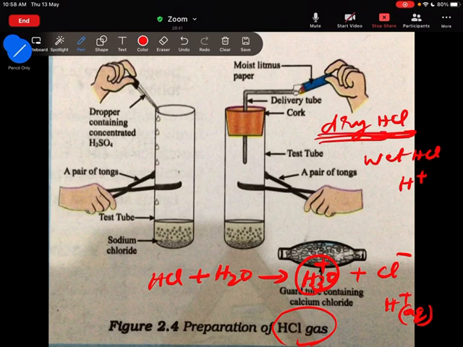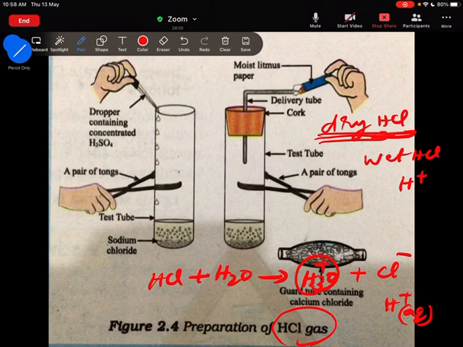Only wet HCl can produce H plus ions. That means it shows the properties of acids. So HCl can produce H plus ions only in the presence of water.